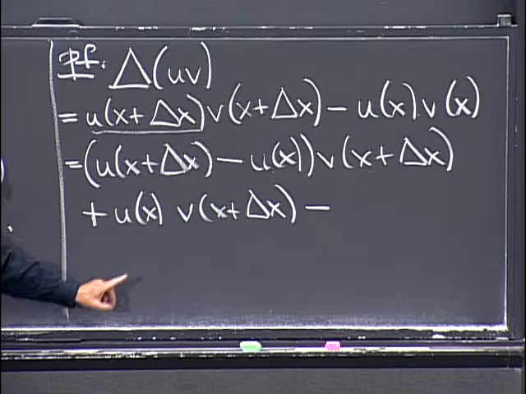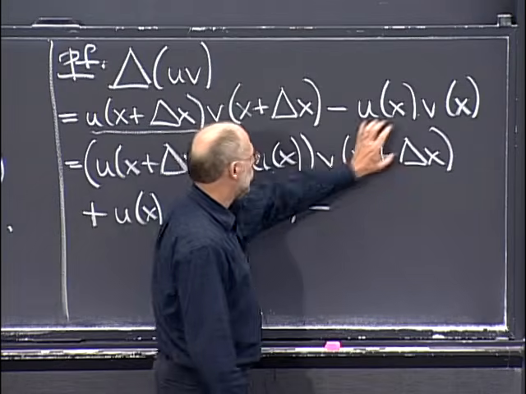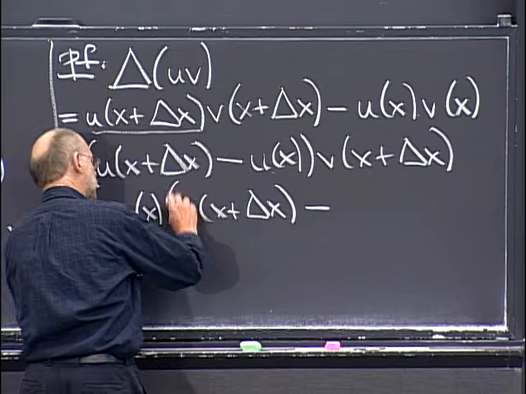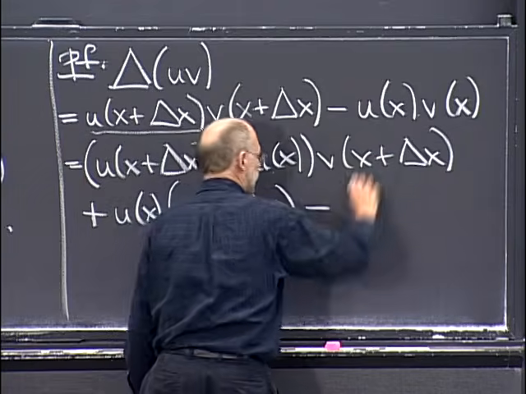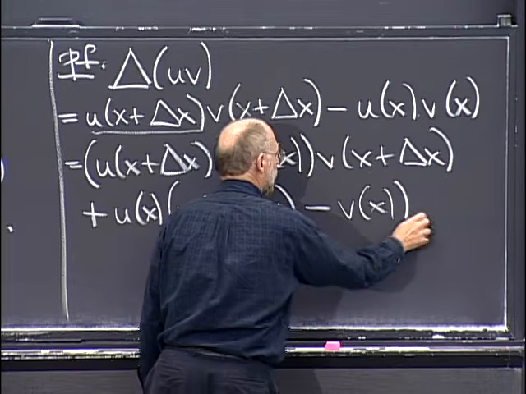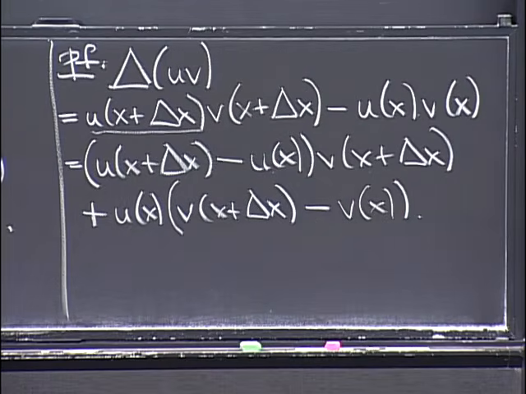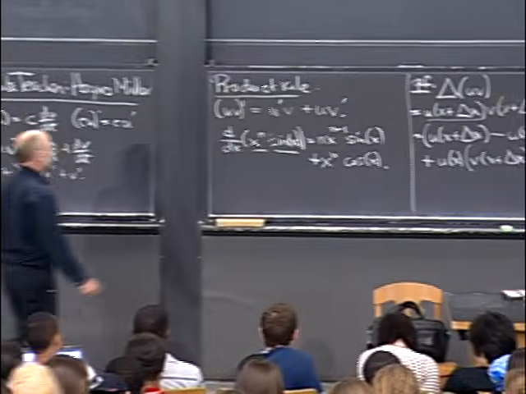But I'm going to do that in a clever way because I notice that I already have a u here. So I'm going to take this factor of u and make it the same as this factor. And so I get u of x times this minus u of x times that. That's the same thing as u times the difference. So that was a little bit strange, but when you stand back and look at it, you can see multiplied out, the middle terms cancel, and you get the right answer.